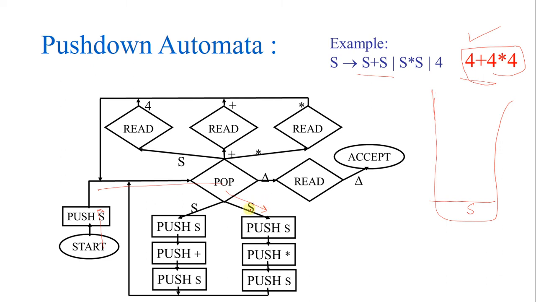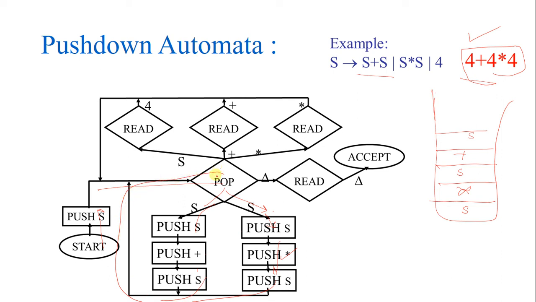I pop S, then I push S again, then I push the star, then I push S again, then I move back here and pop S. I pop this S, then I push S again, then I push the plus sign, then I push S. So now as you can see, we have almost achieved this string. For now in the next path I choose this path.